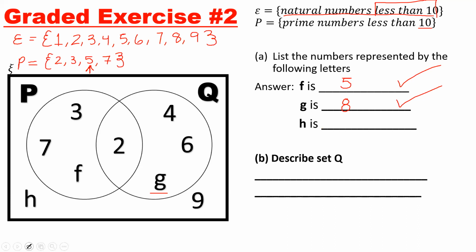Remember, they said you want the universal set to contain 1, 2, 3, 4, 5, 6, 7, 8, and 9. We have 3, 7, 5, 2, 4, 6, 8, 9. What number do we not have? 1. What number is missing? 1. Very good.